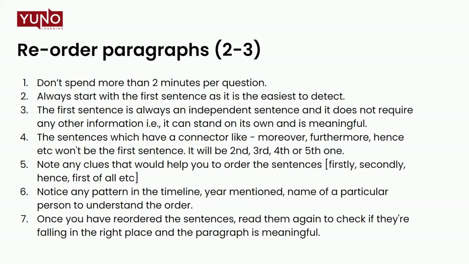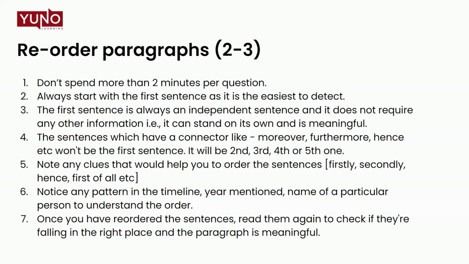So you should note any clues that can help you to understand the order of the sentences, like firstly, secondly, lastly, hence, therefore, first of all, and anything to do with timeline, like earlier, now, 1950, or name of any particular person. For example, if a sentence starts with he, and then you have a sentence with Peter, so obviously the sentence with the name Peter will come first, and the sentence with pronoun he will come later on.